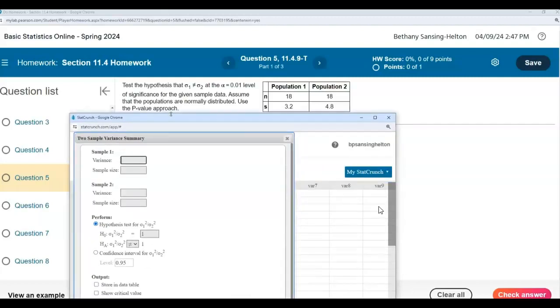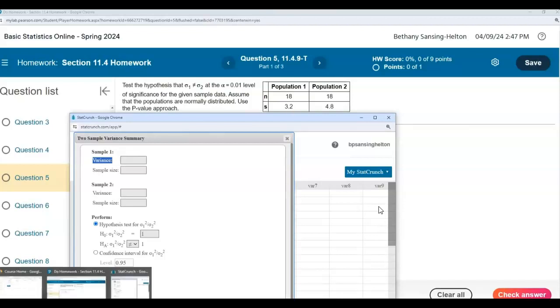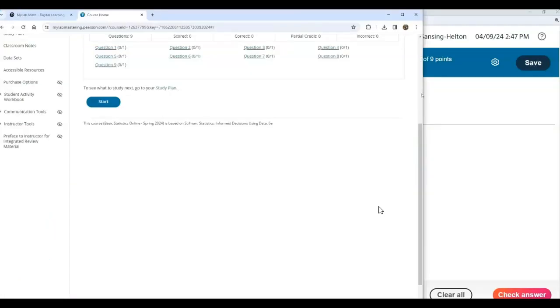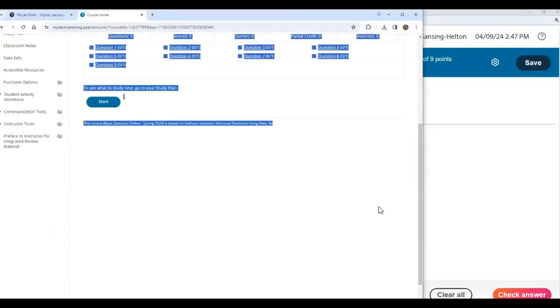So here's the challenge, and I actually put this in my quick tip that I sent out yesterday. StatCrunch asks you for the variance, but the problems in the homework are talking about standard deviation. So you have to make sure you're paying attention that the variance is the standard deviation squared. So you have to go in and manipulate all these numbers to be able to use StatCrunch. So we're going to use Desmos.